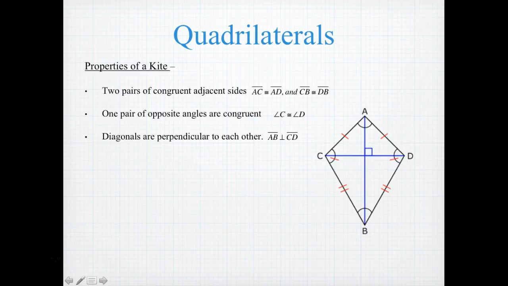Lastly, the diagonals of a kite are perpendicular to each other. So AB is going to be congruent to segment CD.